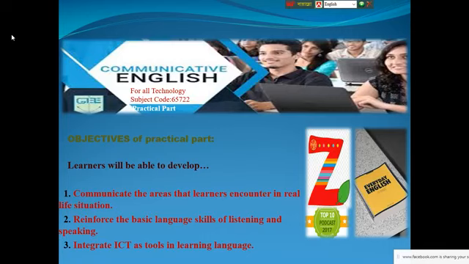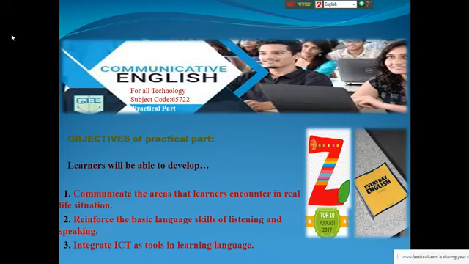All right, I hope you are watching the first slide, that is Communicative English for all technology. Subject code is 6572. This is the practical session, the practical part of Communicative English. We will know how to learn a language in practical. So let's see the objectives of this part. There is a little bit of difference between the objectives of the theoretical part and the practical part.